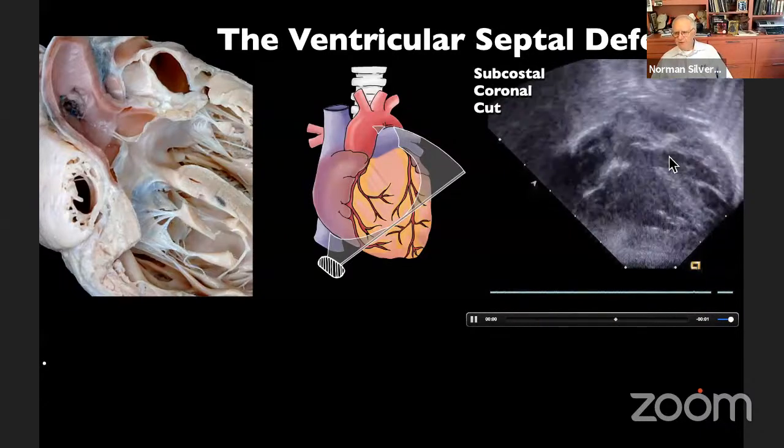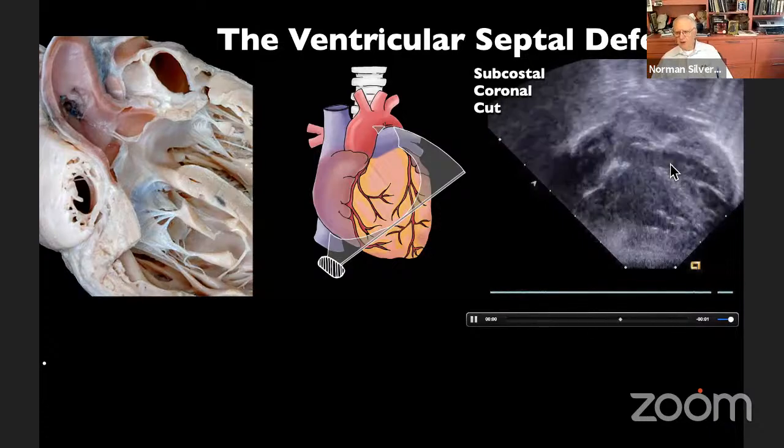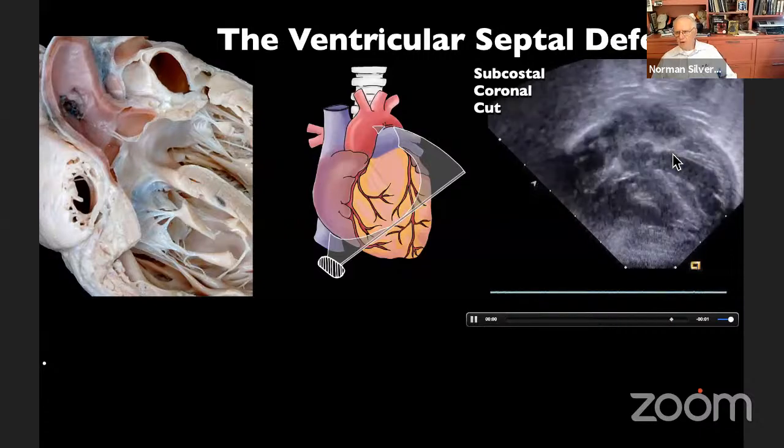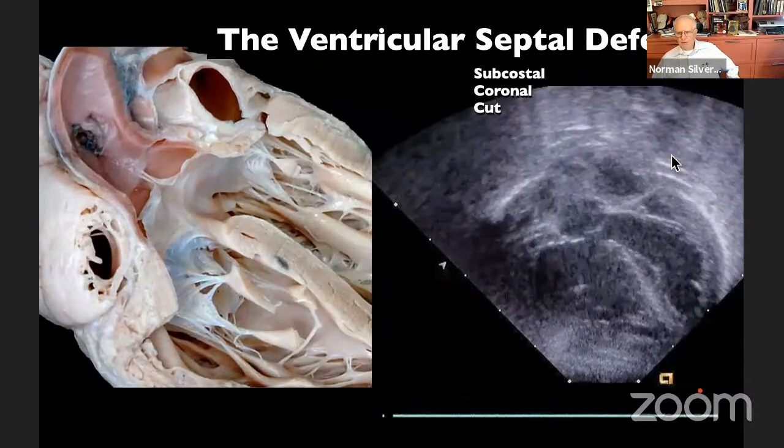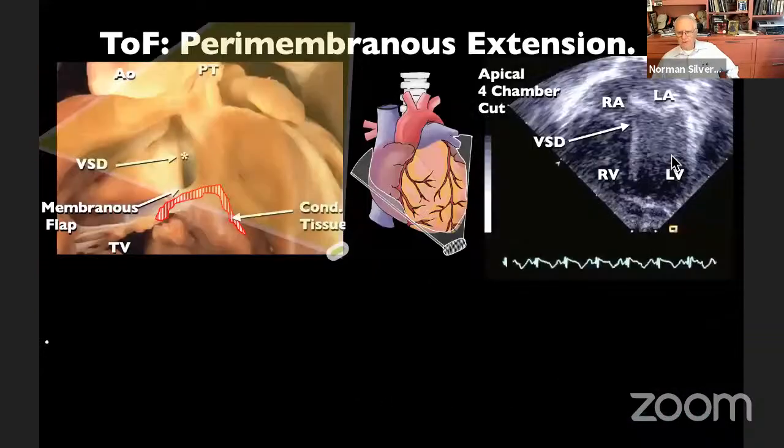And there's fibrous continuity between the tricuspid and aortic valve here, with no showing of the mitral valve in this region because of the echo cut. But still a good comparison.